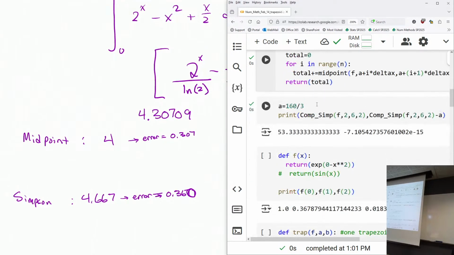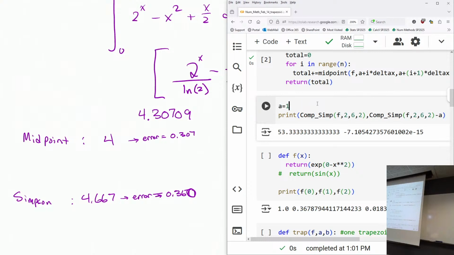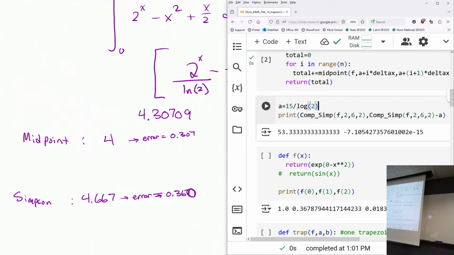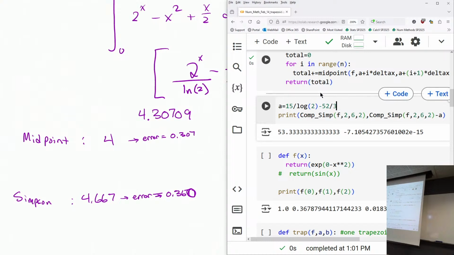Where is it? Okay, so we're right here, and let's get rid of this. So this is going to be 15 divided by the natural log of 2. And I know it looks like I just typed log of 2, but in Python, that's the way you say natural log, minus 52 divided by 3, was it? Sorry, it's on my iPad. Okay, so that's going to be the target.